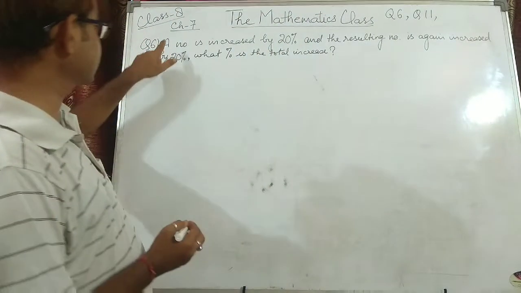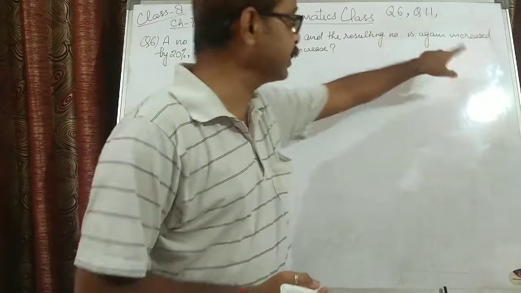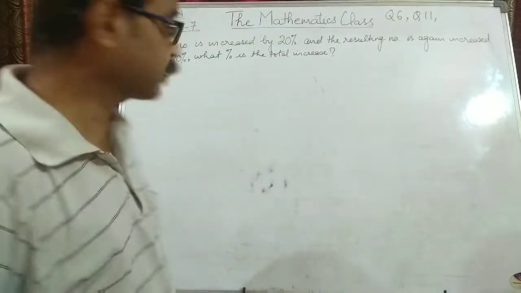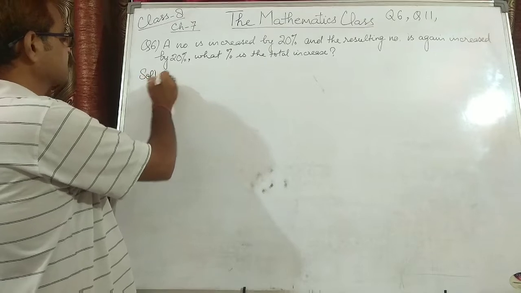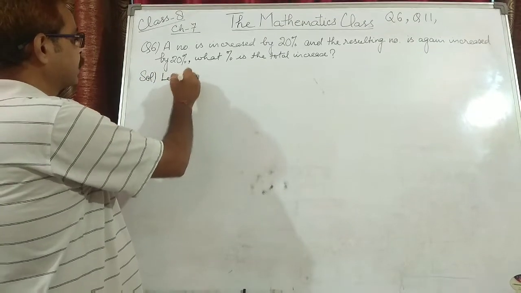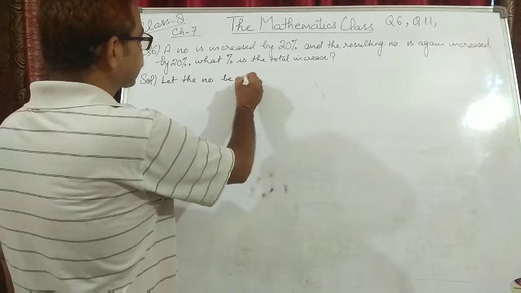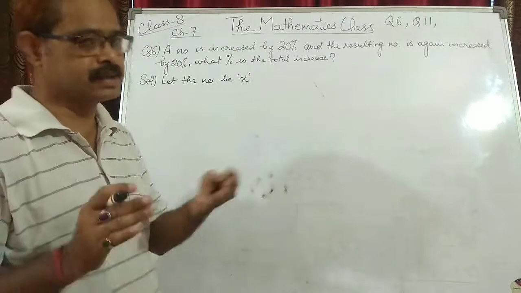What is question number 6? A number is increased by 20% and the resulting number is again increased by 20%. What percentage is the total increase? So what we are going to do, this is the solution. Let us assume that the number be x. Number be x means the original number is x.